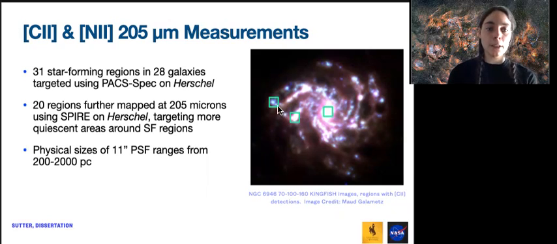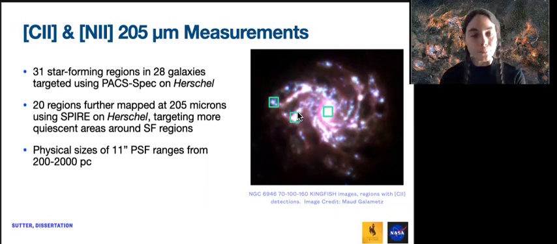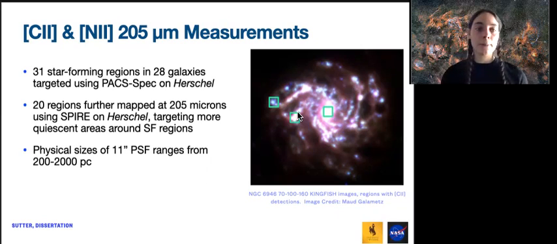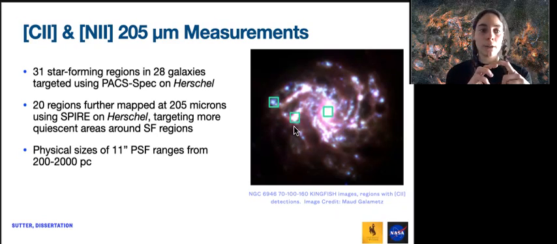And the star-forming regions look like these green squares shown here, where we have nuclear star-forming regions centered on the middle of the galaxy, or extranuclear star-forming regions shown by these two small green squares in NGC 6946. We can see that the green squares represent where there was PACS spectrometry at 205 microns from the KINGFISH survey. So it's pretty small, pretty much just those star-forming regions.